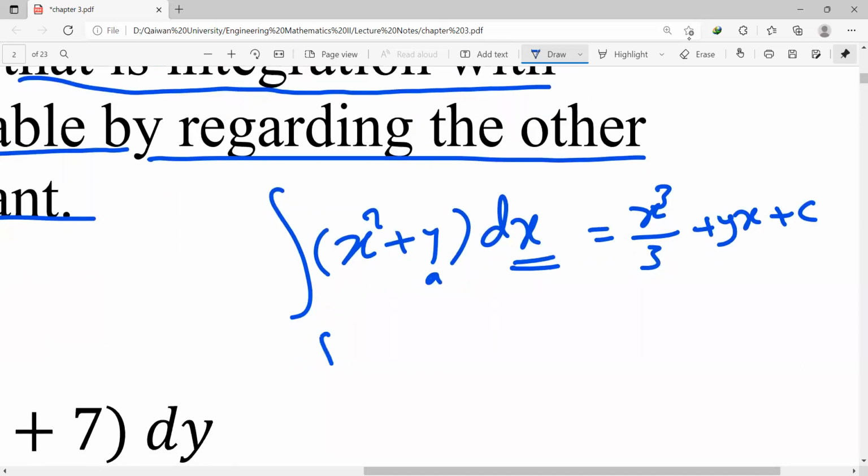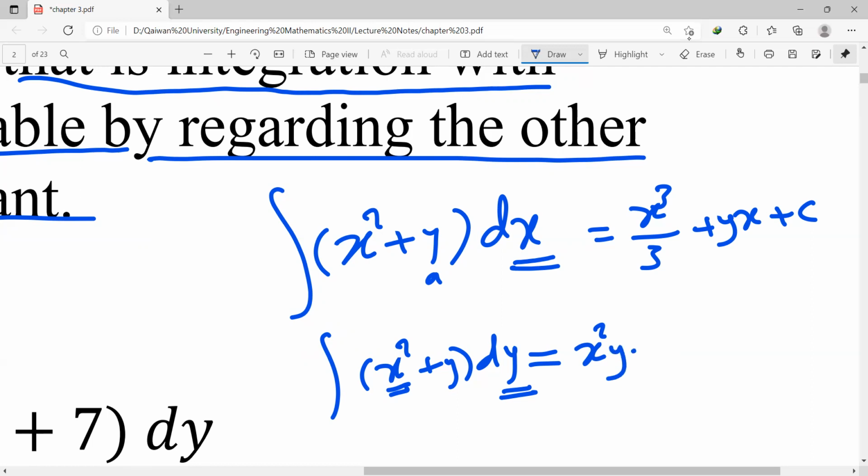So what if we take the integration of the same function with respect to y? If we have x squared plus y dy, here we have dy. That means we take the integration with respect to y. x squared is a constant. Let's say it's 3. So the integration of 3 with respect to y is 3y. And here you have x squared, so x squared is a constant. Integration of a constant is the constant times the variable that you take its integration with respect to. Here it's x squared times y plus integration of y, which is y squared over 2, then plus c. This is how to take integration with respect to a variable.